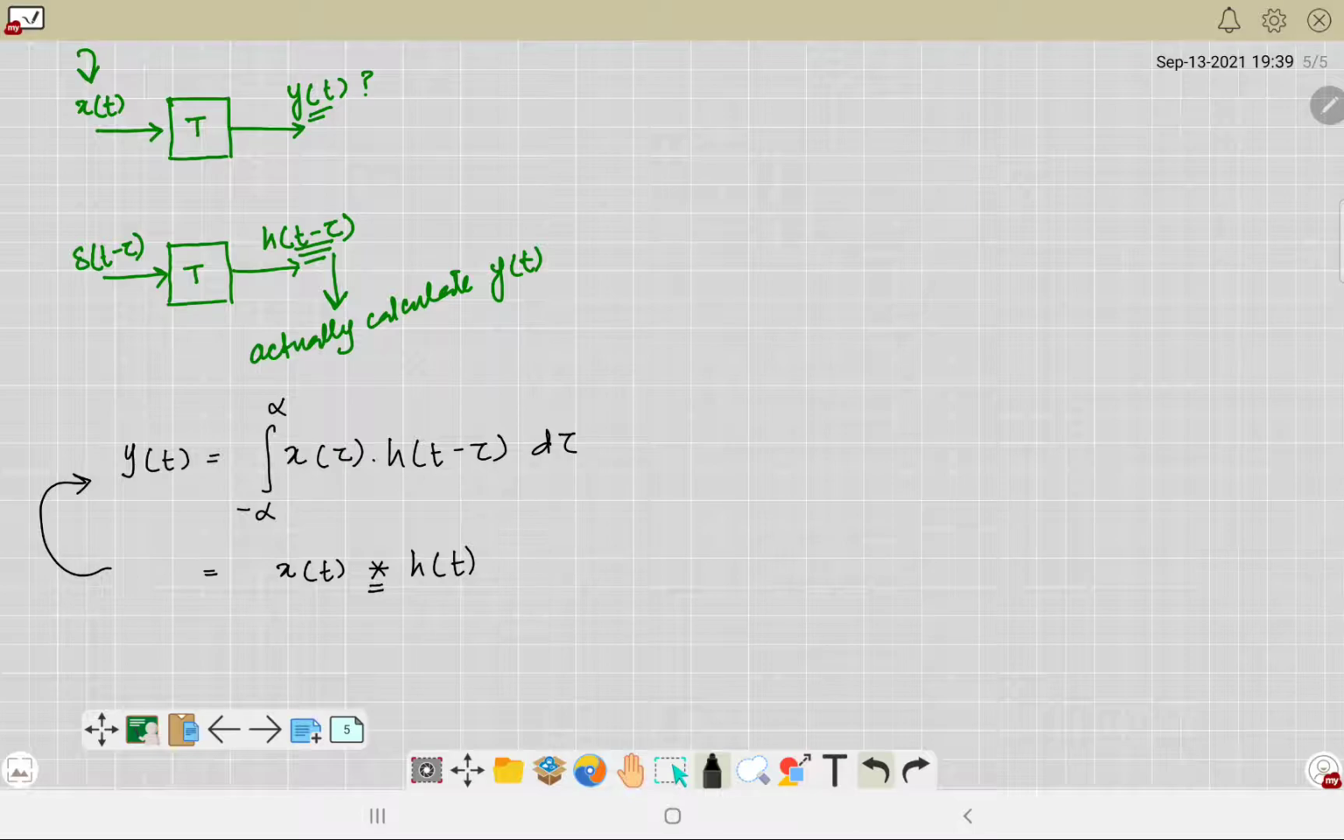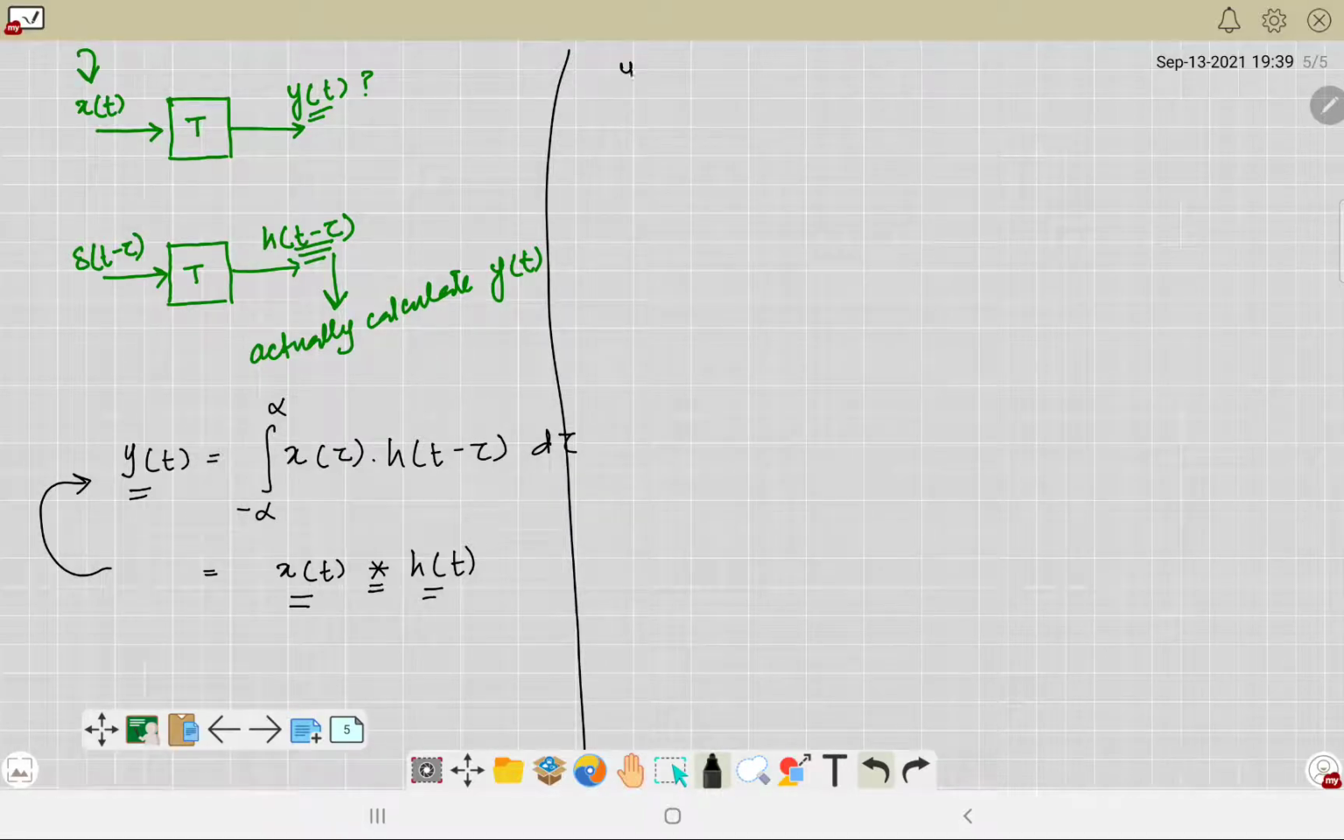So like I said, this is commonly referred to as what we call the convolution integral, right? So you can say the response of the system, that is y of t, is actually the convolution of the input with the impulse response h of t, right? So one of the important properties is that it is commutative.